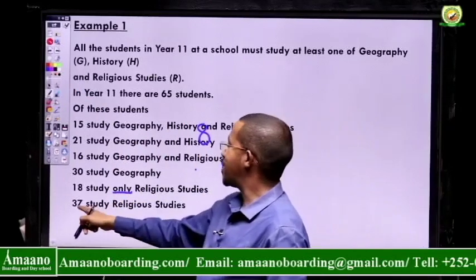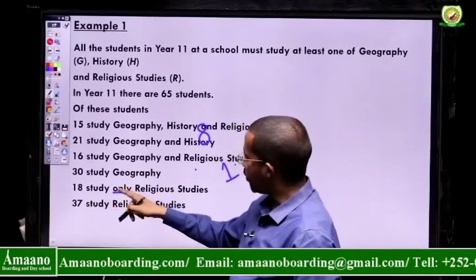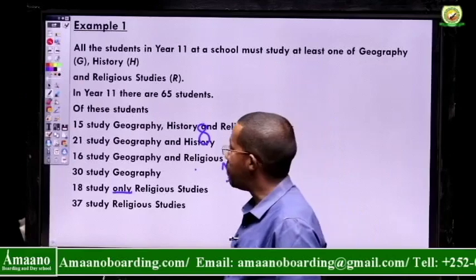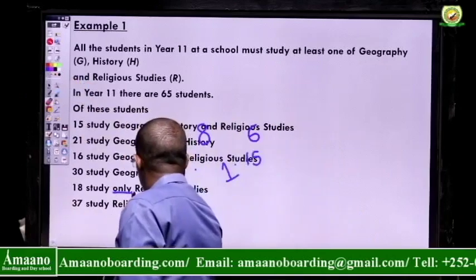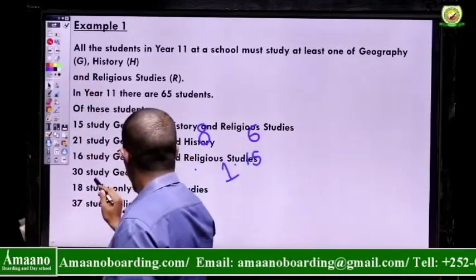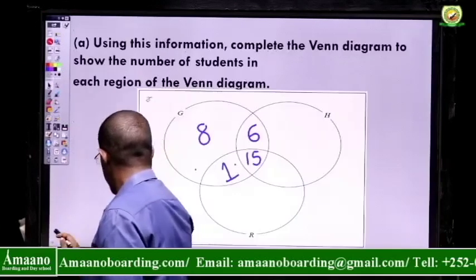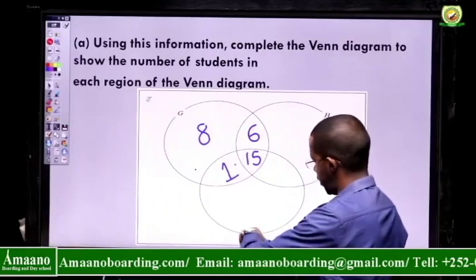Then here you're told 37 study religious studies. So this word I have underlined is a very important word. We will see how to use it. So 18 study only religious studies. This is the ring for R.